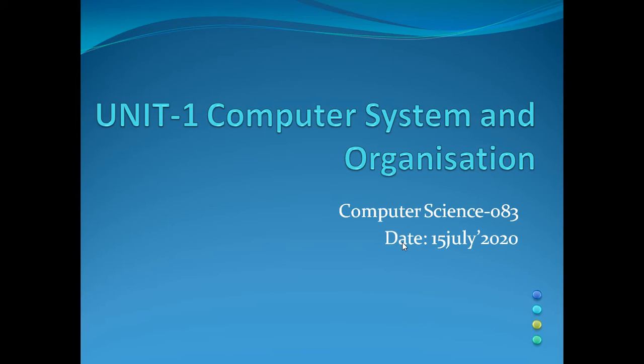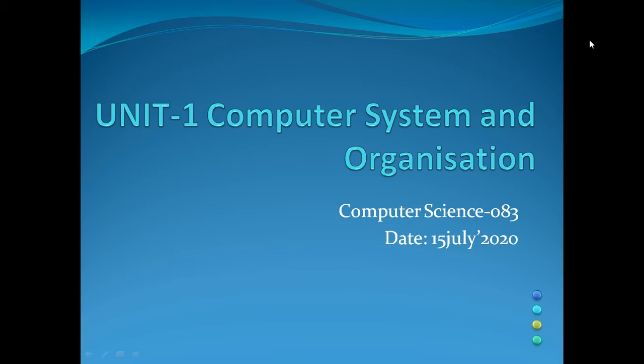I have attached one PDF which includes the content of the syllabus. This content includes three units. The first unit is computer system and organization, which we are going to start today. The second unit is computational thinking and programming, which includes the language Python. The third unit is society, law and ethics, which includes topics like internet, network, cyber safety, cybercrime, etc.